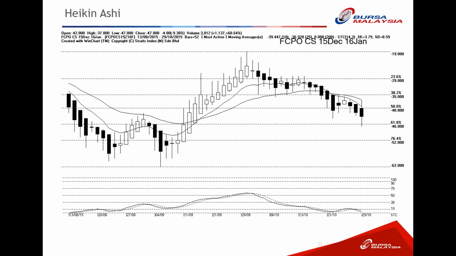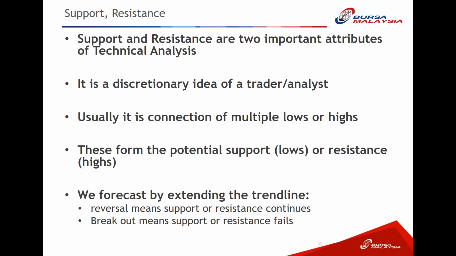All right, so after the chart, all these patterns and candlestick types or bar types, let's look at support and resistance.